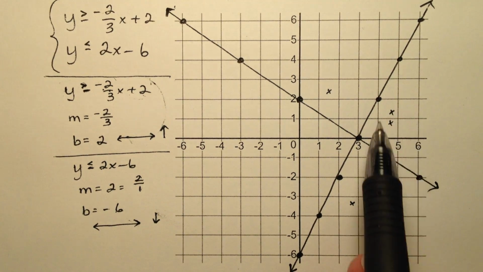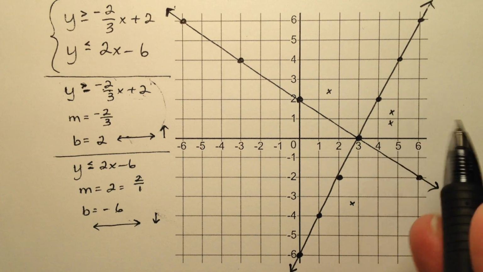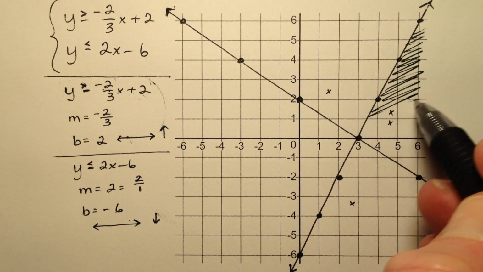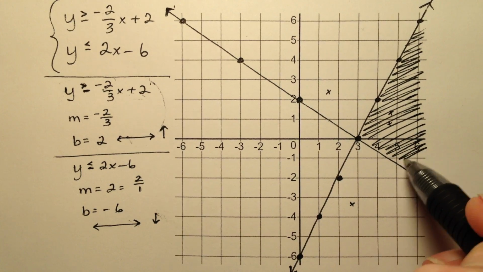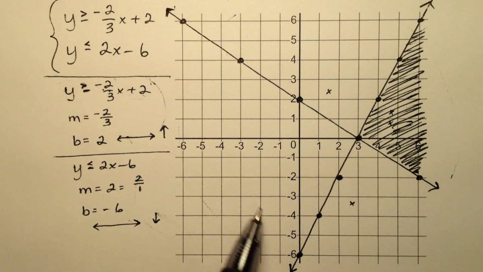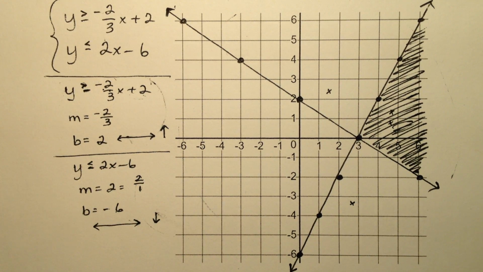Well, here's the region that satisfies both inequalities simultaneously. So I'm going to go ahead and shade that region right there. Okay, so here is the graph for this system of linear inequalities.